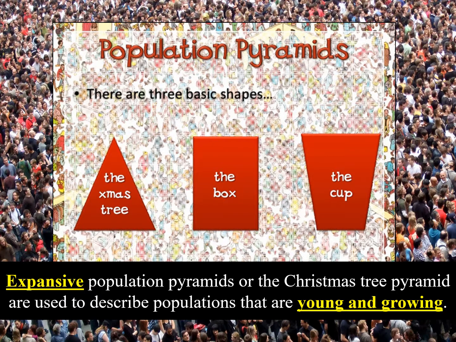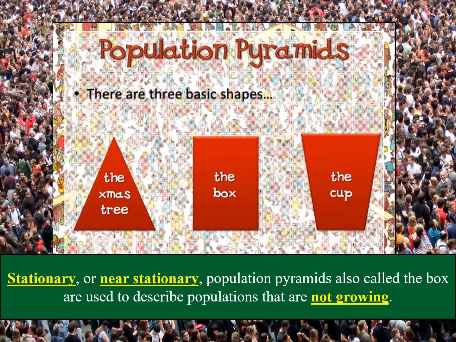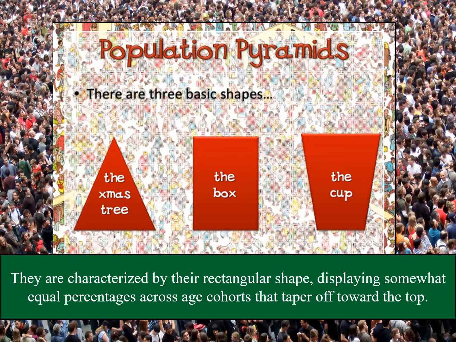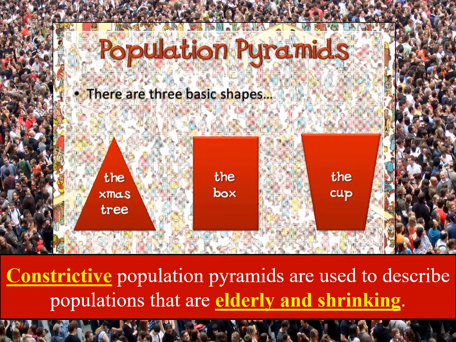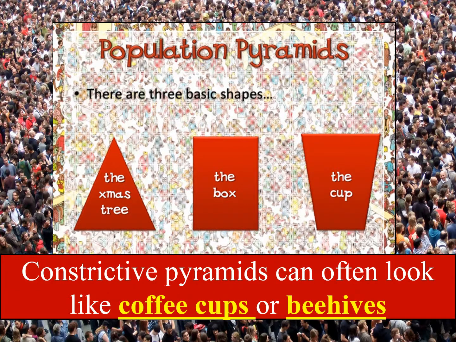So again, the three basic shapes for population pyramids. Expansive population pyramids, or the Christmas tree pyramid, are used to describe populations that are young and growing. Stationary or near stationary population pyramids are also called the box or rectangle and are used to describe populations that are no longer growing. They are characterized by their rectangular shape, displaying somewhat equal percentages across age cohorts that taper off towards the top. Constricted population pyramids, or inverted pyramids, are used to describe populations that are elderly and shrinking. Constrictive pyramids can often look like coffee cups or beehives.